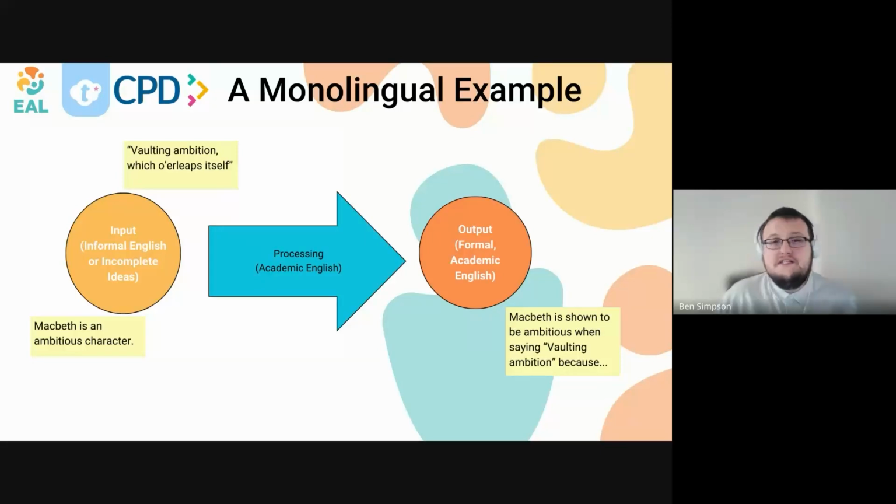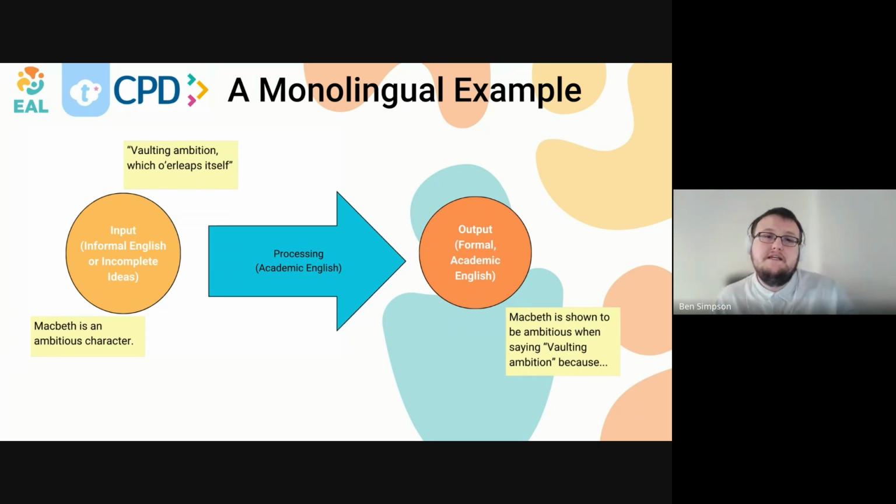So when discussing English literature on an ad hoc basis with students, I found that, like the previous transcript, I was redirecting and clarifying student knowledge to a more academic expression. So, for example, students may know that Macbeth is an ambitious character. They may even have a quote to support that. Their input is informal English or incomplete ideas.